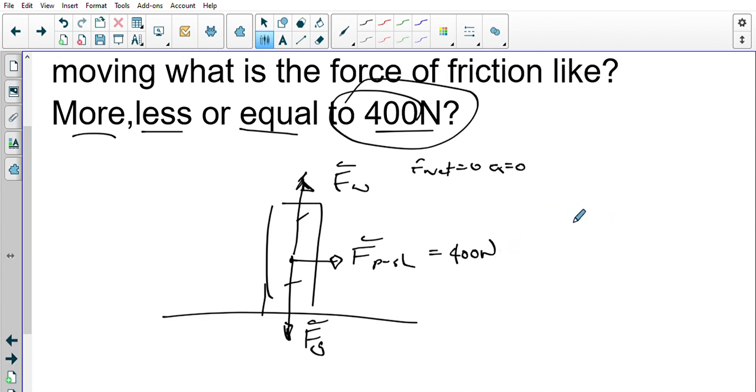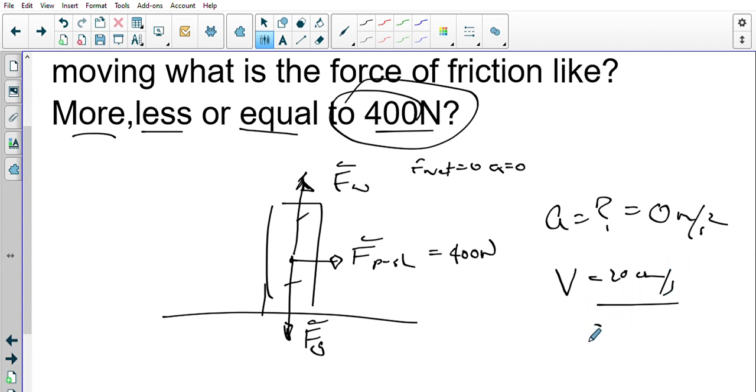Now, is there an acceleration? The acceleration is equal to 0 meters per second squared. How do we know this? Because we're told that there is a velocity of 20 centimeters per second. And if there's just a velocity and that's not changing, then the acceleration has to be equal to 0. So if she's pushing with 400 newtons, there has to be a force of friction that's equal to 400 newtons. If she pushed with a force of 402 newtons, and the force of friction was 400 newtons, then we would have a net force of 2 newtons, and there would be an acceleration. It just might be small.